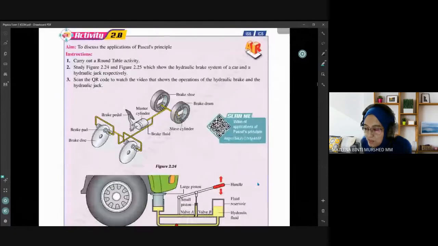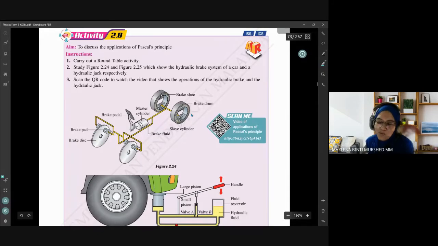Ini kalau dalam brake kereta lah, untuk 4 tayar tu macam tu keadaan dia. Dia tak adalah satu tayar je yang dihentikan. Dia mesti ke 4 tayar di brake. Kalau tak macam mana?